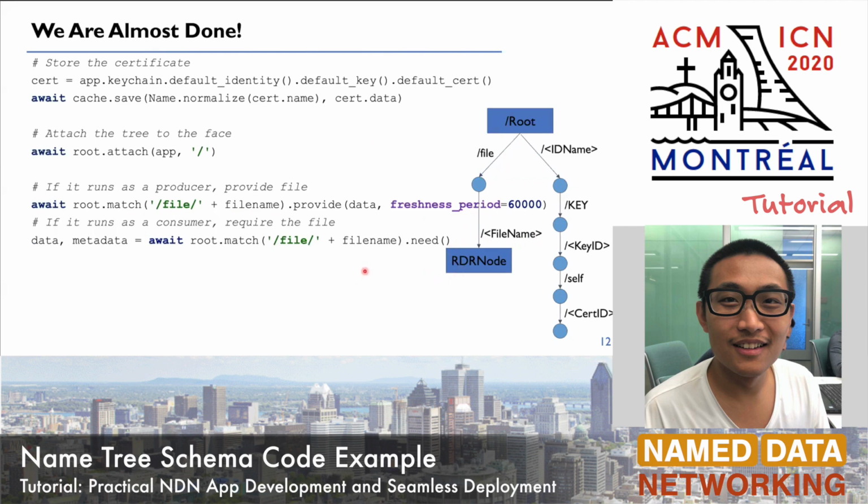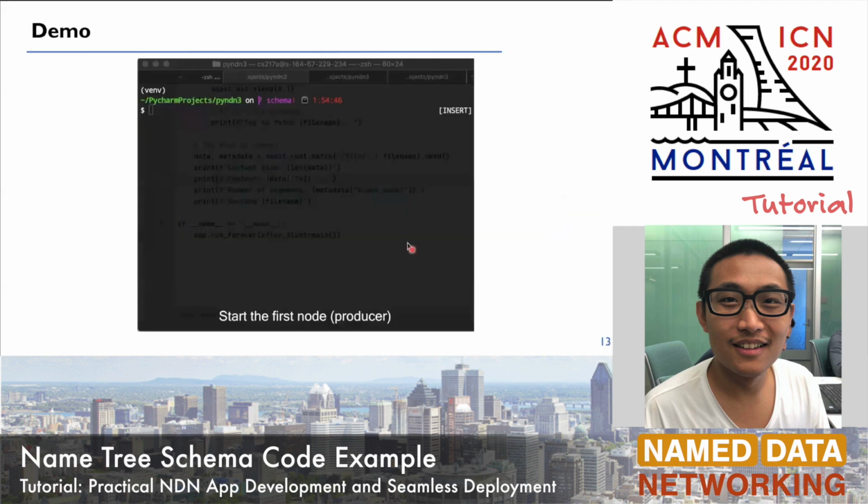Again, we just call await root.match, and we put the real name here, that is /file name, and we call the need function. So that's all for code. Let me show you a demo.